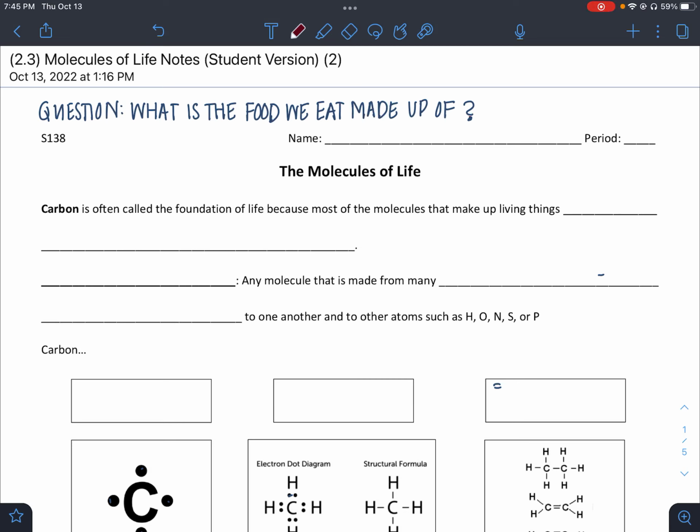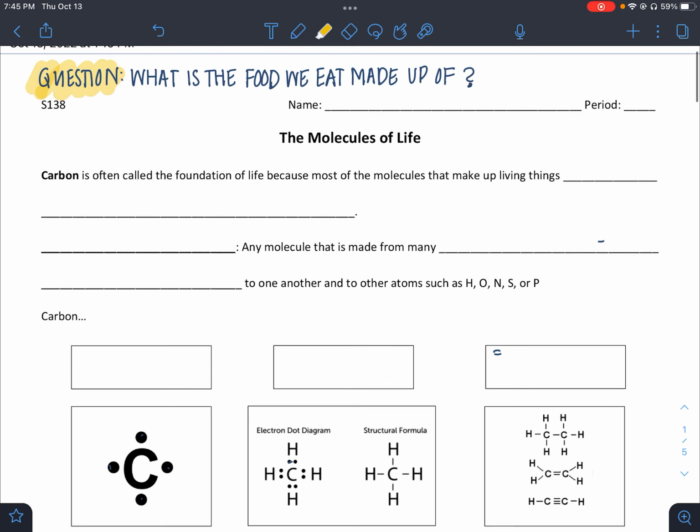Okay, today we are going to talk about one of our guiding questions, one of the things that is going to help us understand and explain what is happening as we take the matter from food and convert it into matter in our bodies. So, the first question that we're going to try to answer today is just what is the food we eat actually made up of?